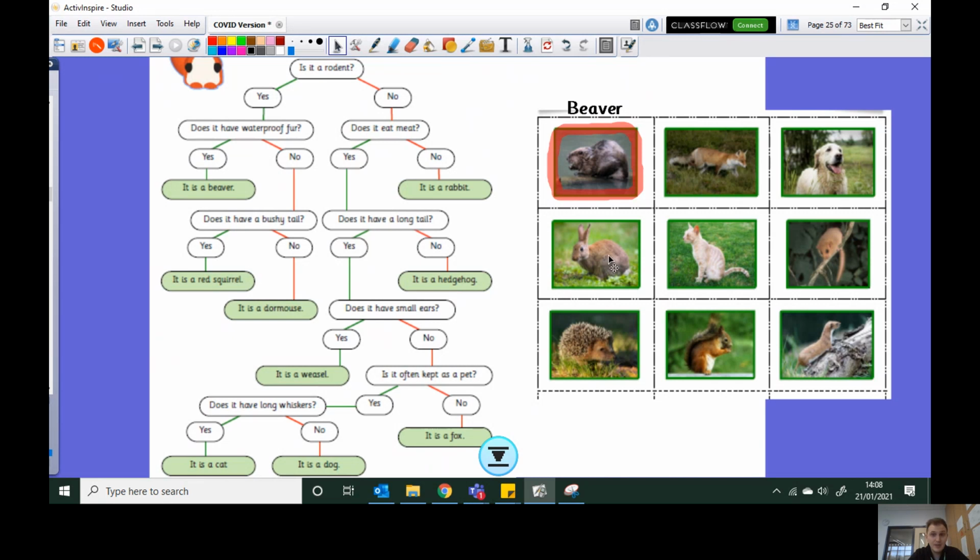Then go on to this one, the next one, the next one, and so on. See if you can get all of those done. Okay, and that would be fantastic. So pause the video here and work your way through that flowchart.